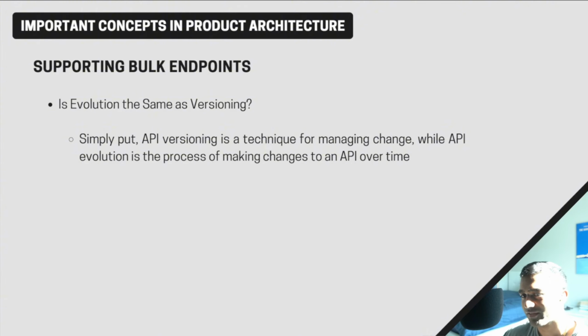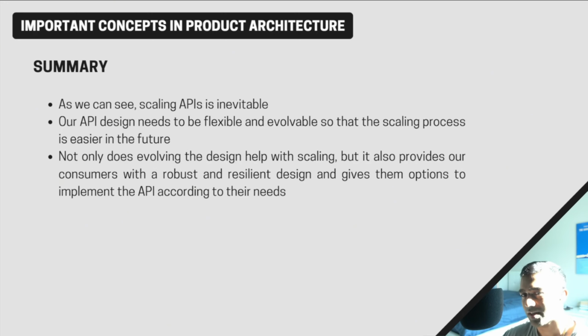Simply put, API versioning is a technique for managing change, while API evolution is the process of making changes to an API over time. So in summary, scaling APIs is inevitable. Our API design needs to be flexible and evolvable so that the scaling process is easier in the future. Not only does evolving the design help with scaling, but it also provides our consumers with a robust and resilient design and gives them options for implementing the API according to their needs.